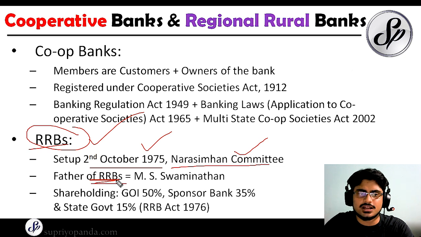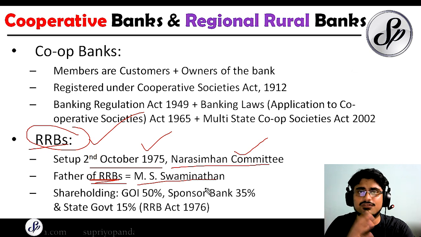And the father of RRBs, this question sometimes has come, is M.S. Swaminathan. Very important to understand that M.S. Swaminathan is also the father of the Green Revolution in India. I hope that you all know that. And when M.S. Swaminathan was going throughout the country trying to uplift the farmers and help them to accept this revolution, he found out that lack of credit was a problem, and he instructed the government. The government then formed the Narasimhan committee, and finally they had the recommendations, and the RRBs were born.